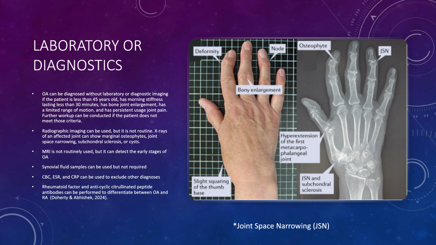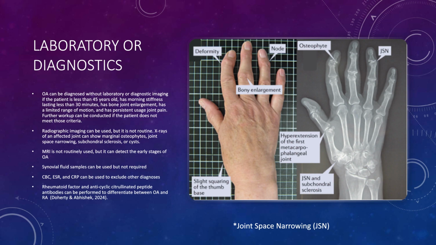OA can be confidently diagnosed on physical exam and history. If the patient has the following presentations, then the OA can be concluded. Like, the patient is more than 45 years old, has morning stiffness that lasts less than 30 minutes, has bony joint enlargement, limited range of motion, and persistent use-related joint pain. If they do not meet any of these criteria, further workup can be conducted.